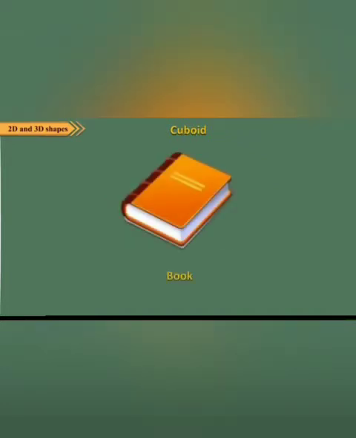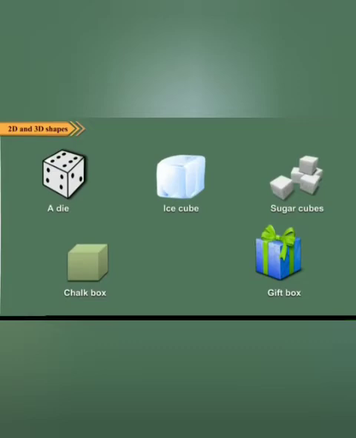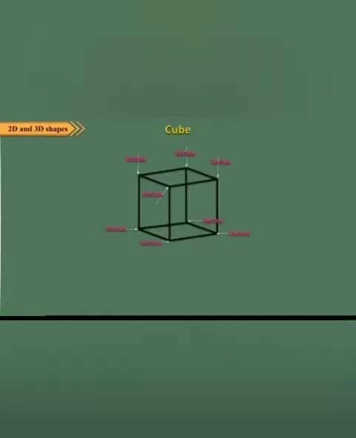Count the faces of your book. It has 6 faces: 1 front face, 1 back face, 1 top face, 1 bottom face, and 2 side faces. Look at the shapes of objects shown here. All these objects have the shape of a cube. The die with which you play is a cube. A cube has 8 vertices, 12 edges, and 6 faces.